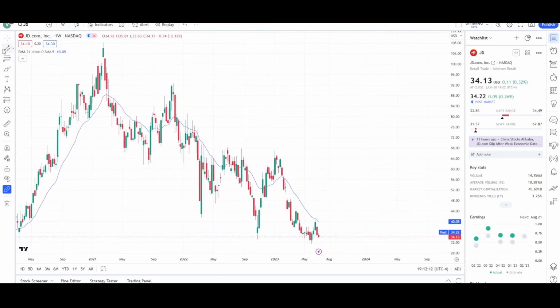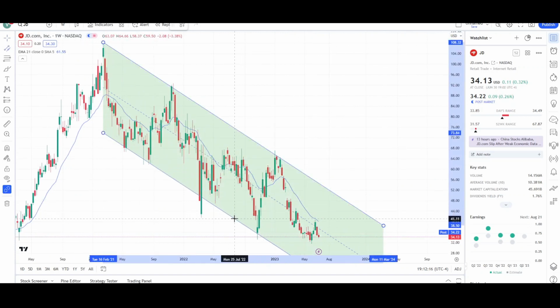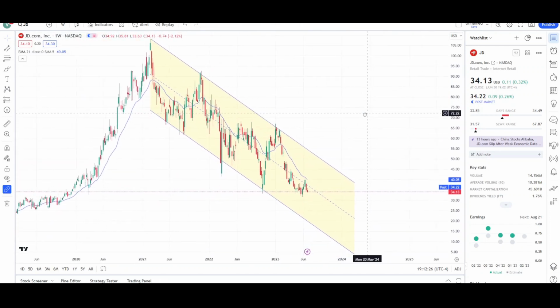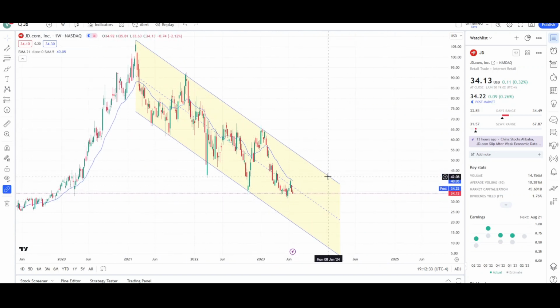Weekly chart shows that we are inside this major downtrend pattern. So obviously prices have been working down since it made this high back here in February 2021. So this is already a 2-year bear market, and prices are still inside of the downtrend channel, which is not a good sign. A lot of other Chinese stocks, prices have been outside of it and trading sideways, but this one is still inside of it, so that's not a good sign.